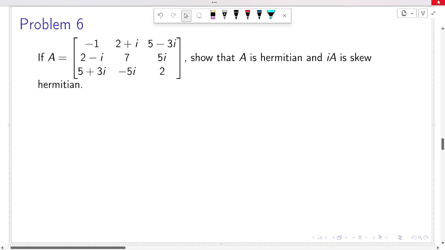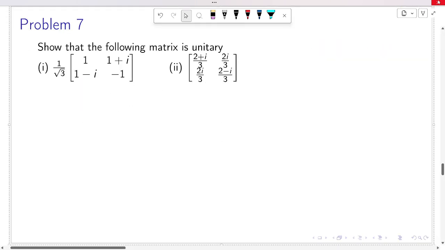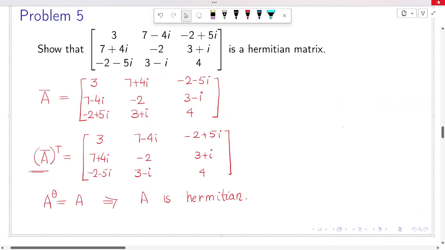Problem number 6. This is again a similar problem as above. Show that A is Hermitian and iota A is skew Hermitian. So I'm skipping this problem and let us move to problem number 7. Show that the following matrix is unitary. This is the same as problem number, I think, 4. Yes, this was the problem.